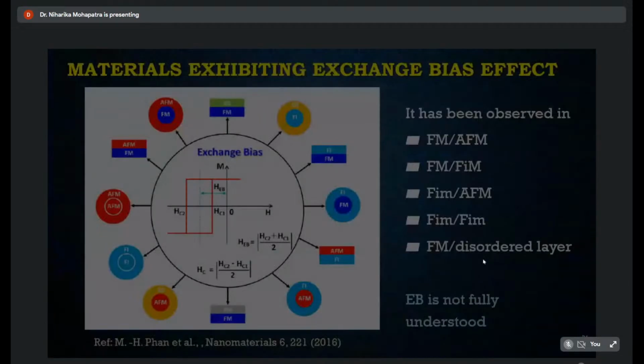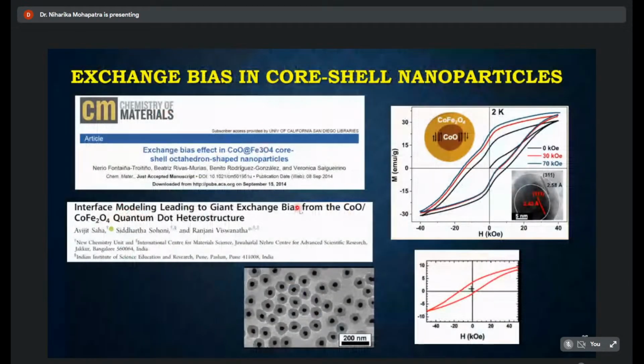Now, I will show some of the examples where it has been found. A combination of cobalt oxide and Fe3O4: cobalt oxide is antiferro and Fe3O4 is ferri. Similarly, cobalt oxide and CFO, which is also a ferri. There are many other core-shell structures or different kinds of arrangements or nano architectures where you will find the exchange bias effect.